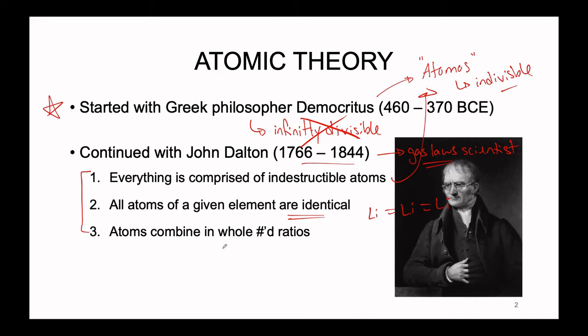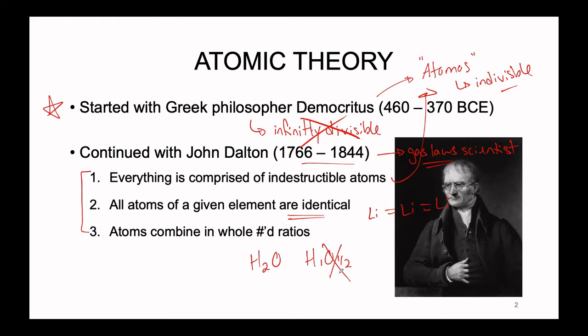Point number 3, atoms combine in whole numbered ratios. So we have things, again, like H2O. There is no such thing as H1O1/2. You can't have 1/2 of an atom. These atoms must exist physically in their molecules as whole discrete units.